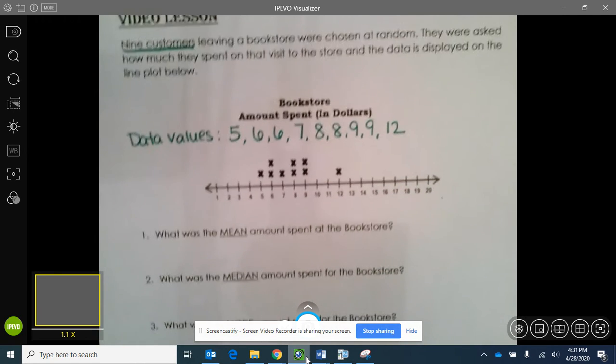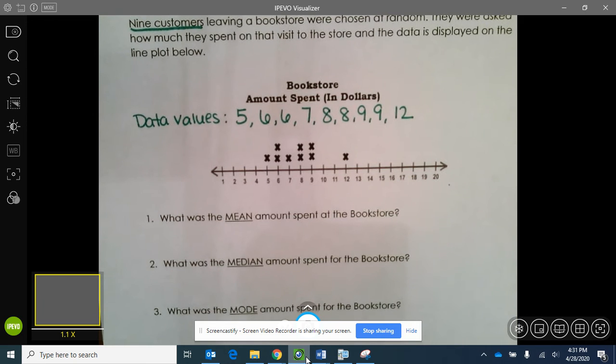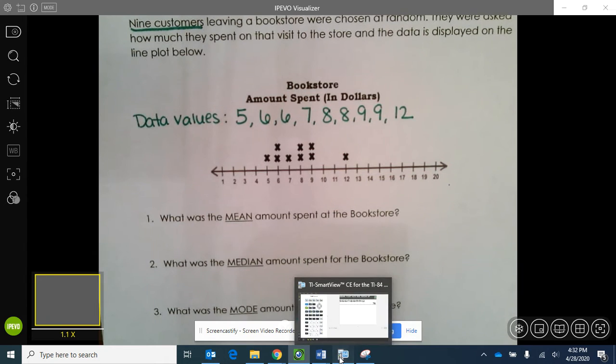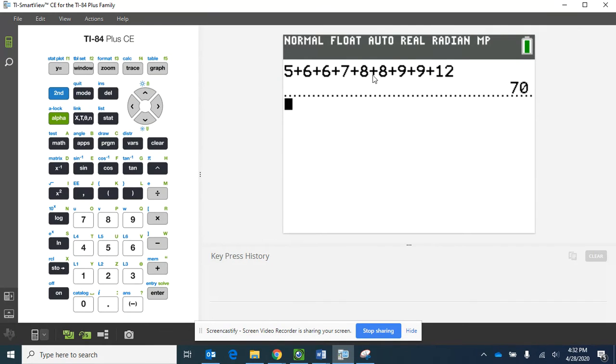So question 1 says, what was the mean amount spent at the bookstore? So remember, mean is your average. You want to add up all the data values and divide by how many there are. So to save us a little bit of time, I typed in all the data values on my calculator. I added them together. My sum was 70. I'm just going to write that down.